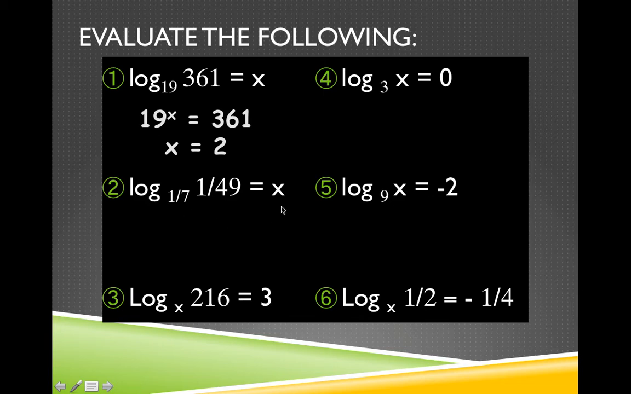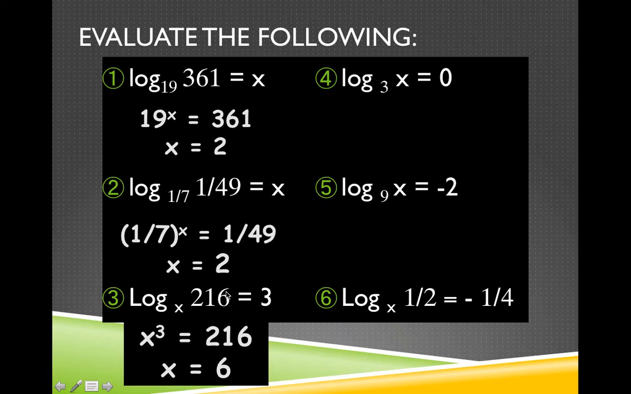Here I'm going to say 1/7 to the x equals 1/49. Hopefully you can look at this and say, well, 1/7 squared is 1/49, so x is equal to 2. For number 3, x to the third equals 216. So hopefully you know that 6 to the third is 216. So now I can say x is equal to 6 because 6 to the third is equal to 216.